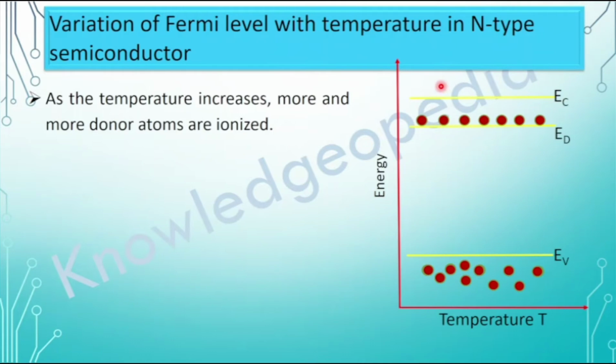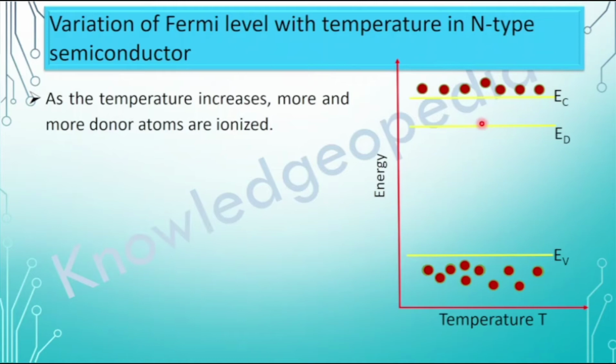So if I increase the temperature slowly, what will happen? These electrons will start moving to the conduction band. The electrons at the dopant level will slowly move to the conduction band as I increase the temperature. If these electrons are moving to the conduction band, what will happen to the atoms left at the donor level?